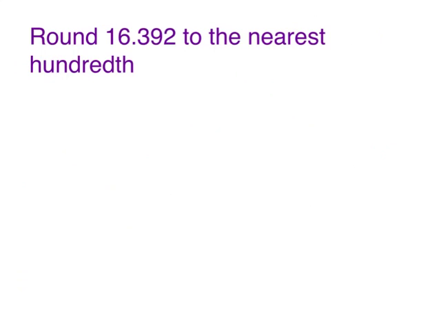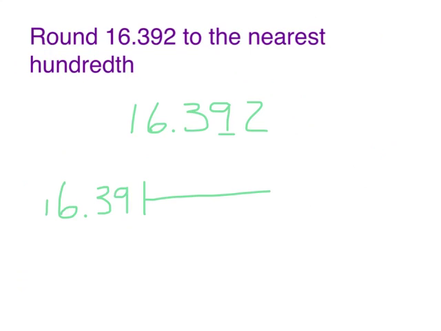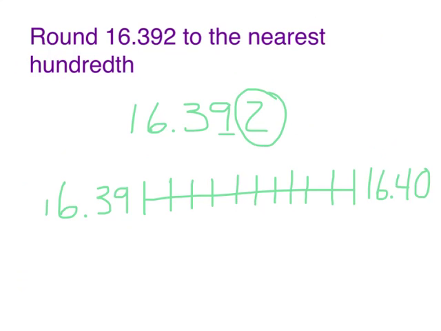Try one more before you move to paper practice. Round 16 and 392 thousandths to the nearest hundredth. Well, you probably noticed that there's a 9 in the hundredths place. That means that this falls between 16 and 39 hundredths and 16 and 40 hundredths. The next digit over in the thousandths place is a 2. 2 is less than 5, so it tells me that I'm closer to my smaller hundredth.